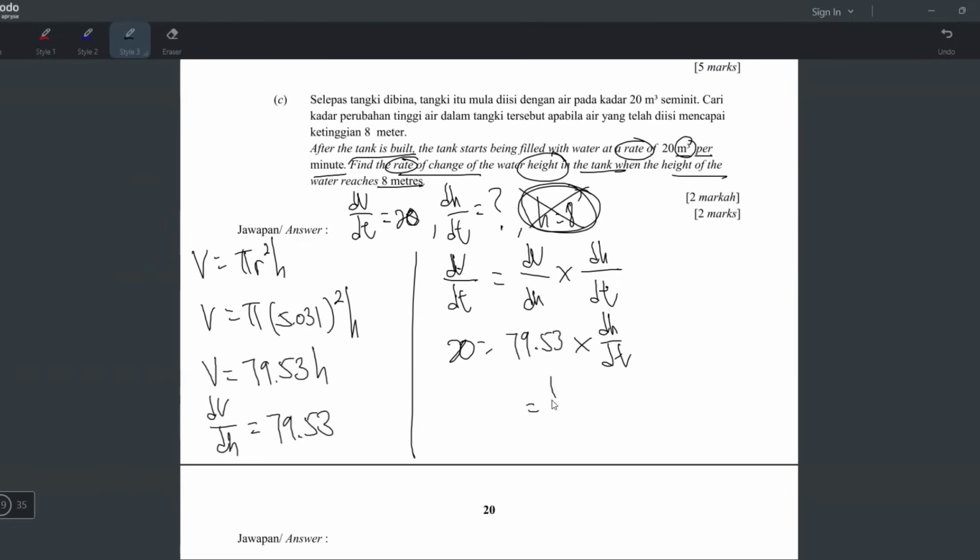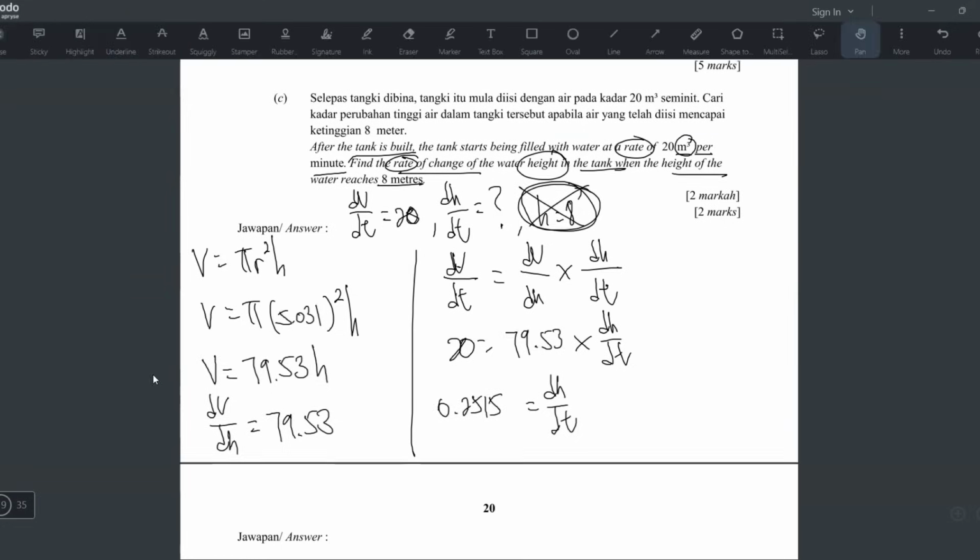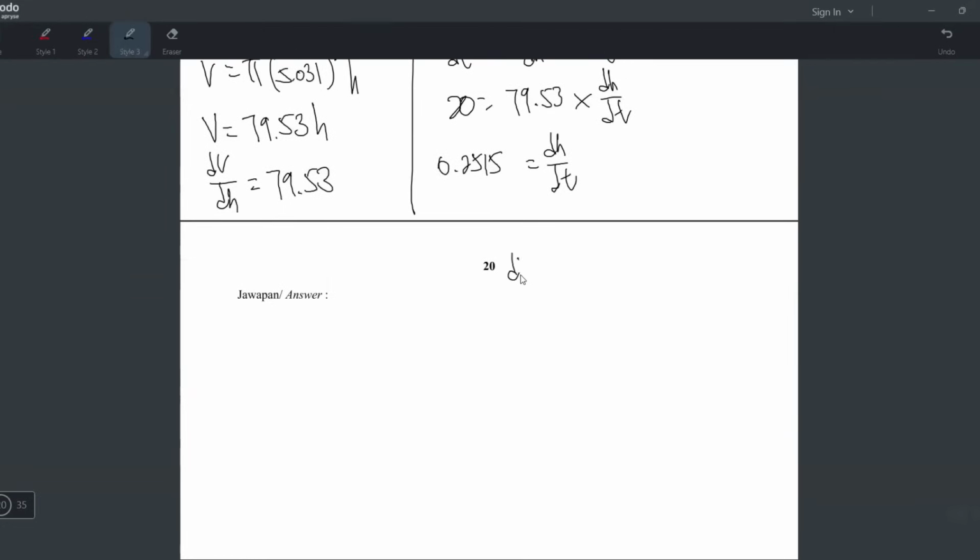And then now you can find the dh/dt. Just tekan 20 bahagi answer. Okay, I'll use the answer button. 20 bahagi answer. So I get 0.2515. That's the answer in 4 significant figure, 0.2515. And let's write the unit nicely. So the dh/dt answer. Okay, I remember the unit for height is in meters. So meter, and then the time they use minute just now, right? So it will be per minute. So minute minus 1 lah. Macam tu.